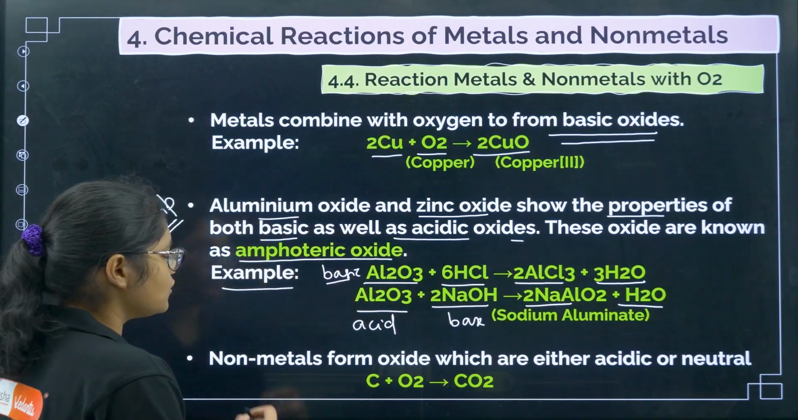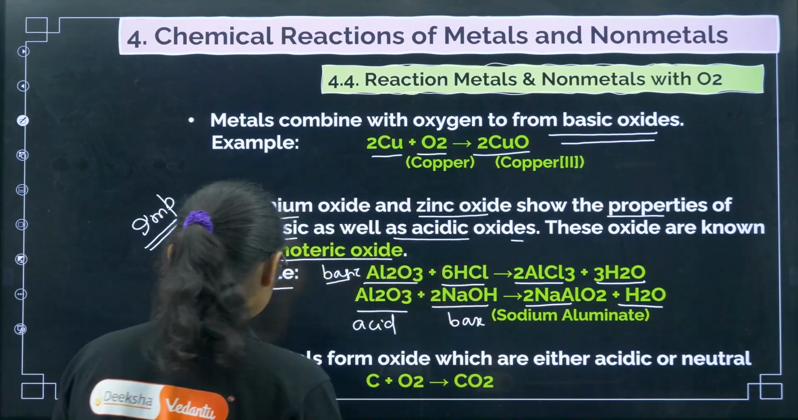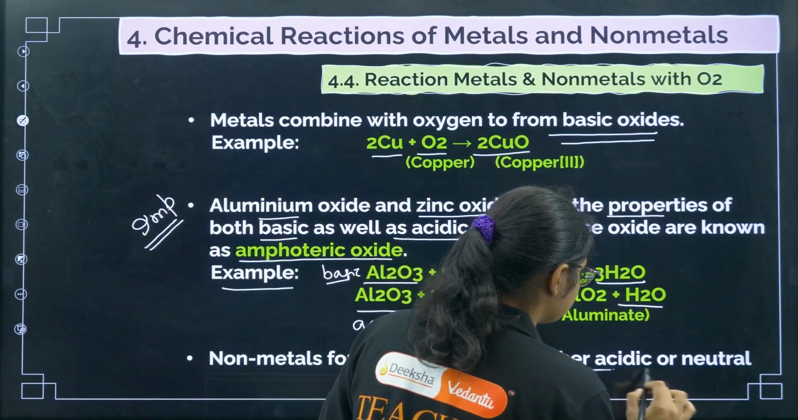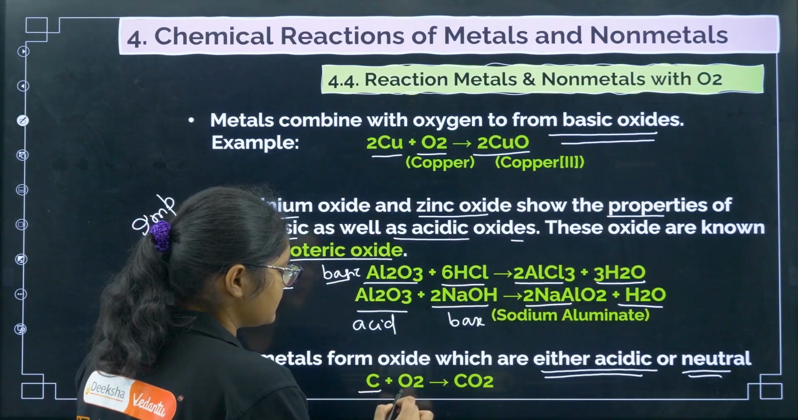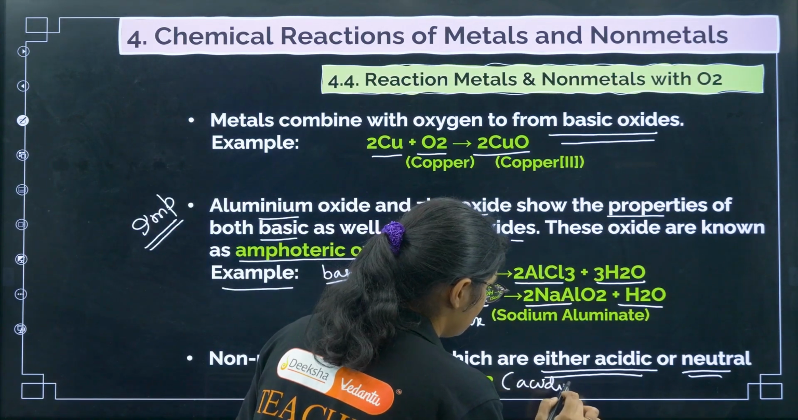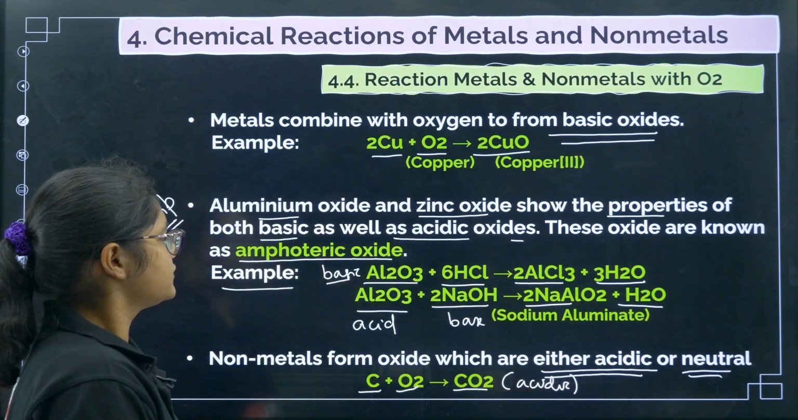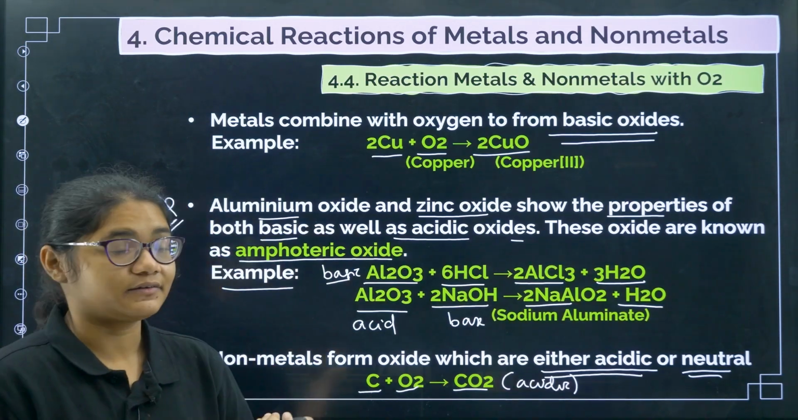Now next one, non-metals can also form oxides. Okay, so non-metal oxides are generally acidic or can sometimes be neutral also. So you can see carbon plus oxygen gives you carbon dioxide. This is acidic in nature. Okay, so amphoteric oxides is an important part from where questions have been asked regularly.